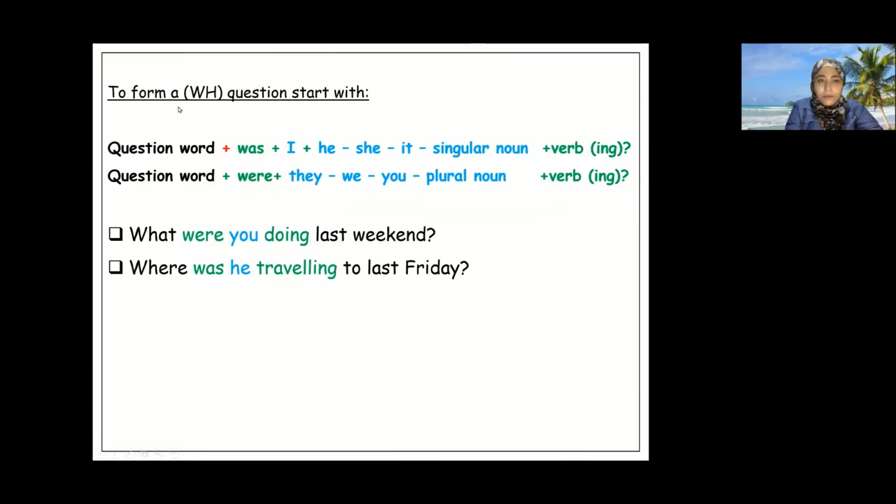So, to form a WH question, start with a question word like who, what, where, when, why, plus was or were, plus the subject, plus verb plus ing. For example, what were you doing last weekend? So the WH word plus were plus the subject, which is here you, plus verb ing.